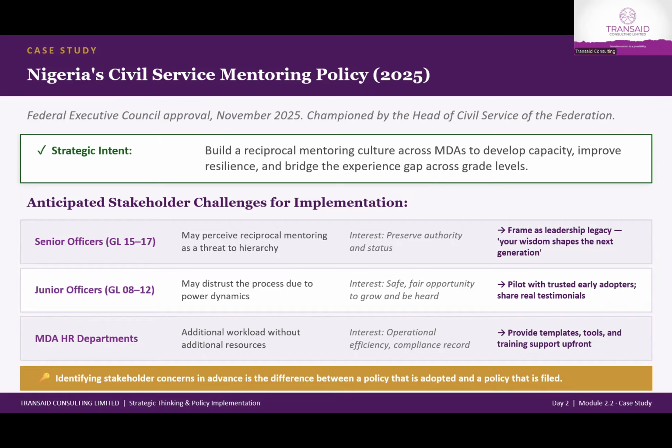The HR department's own concern is additional workload without additional resources. What is their interest? Operational efficiency and compliance records. So you come and they are doing additional work now. Okay, how can we manage it to still be efficient and stay on course? What do you do to help them? We provide templates, tools, and training support upfront. So identifying stakeholder concerns in advance is the difference between a policy that is adopted and a policy that is filed.